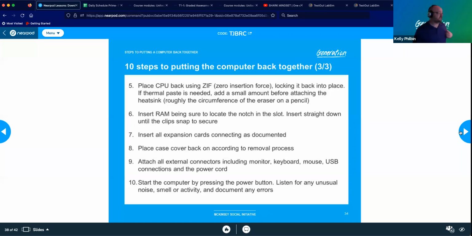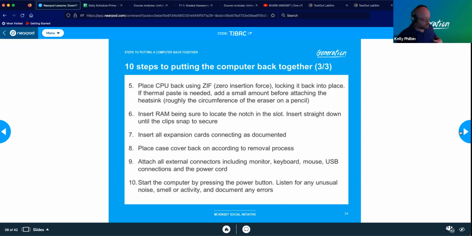Number 9, attach all external connectors, including your monitor, mouse, USB connections, power cords, all that fun stuff. Press the start button, turn it on. Listen for any unusual noises or smell of electrical burning. If you have any burning smells, unplug it immediately.